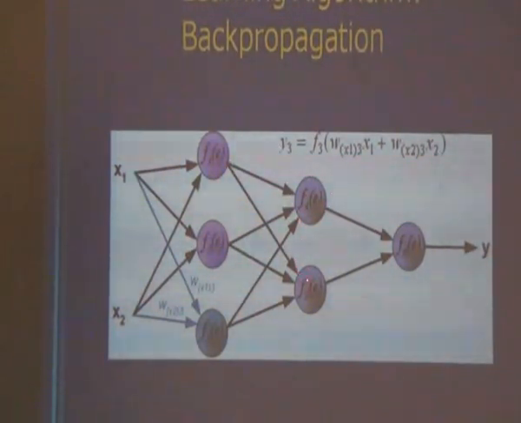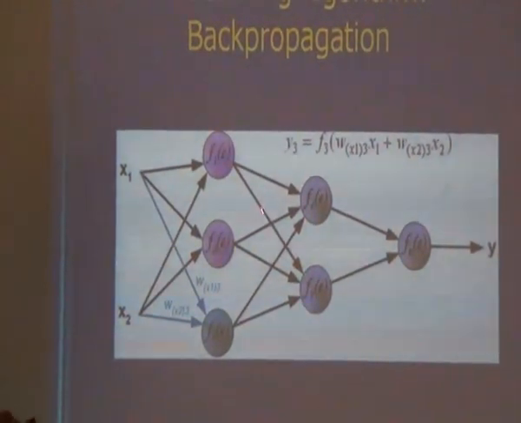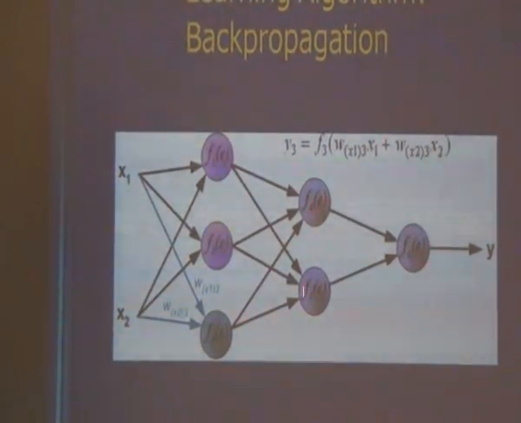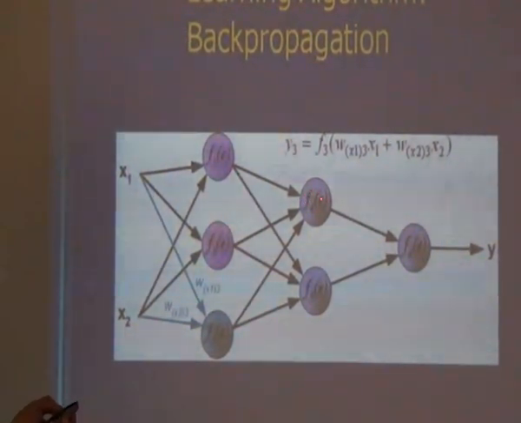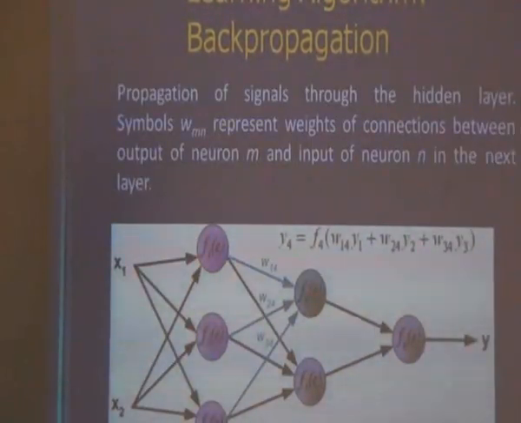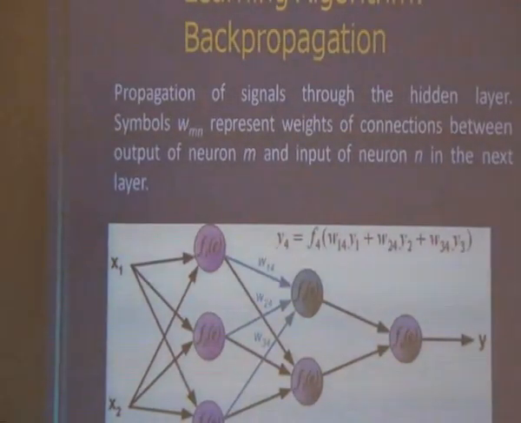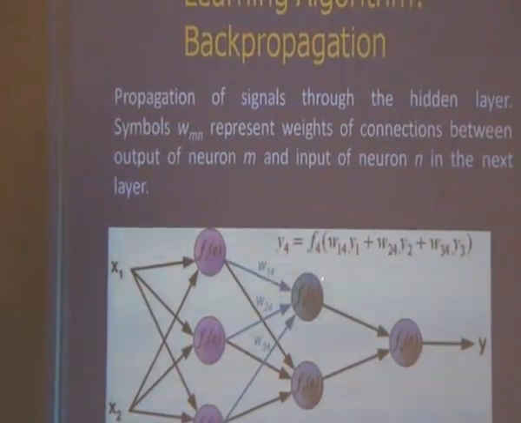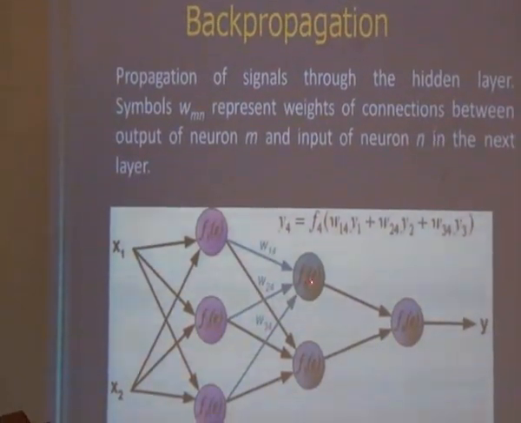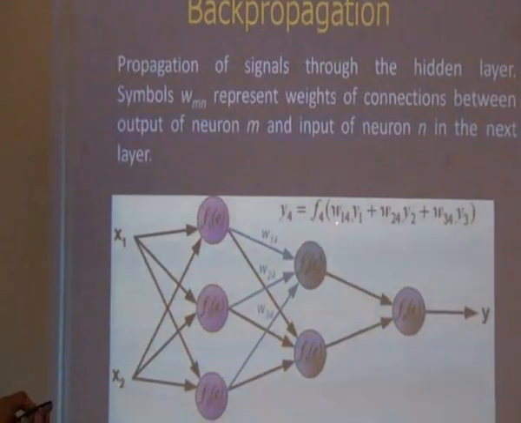Next layer we have only 2 neurons, f4 and f5. So, all the inputs are given to both neurons. Here also this neuron gets all the 3 inputs and this neuron gets all the 3 inputs. Look at this diagram. Now, how will you calculate the output of this neuron f4?